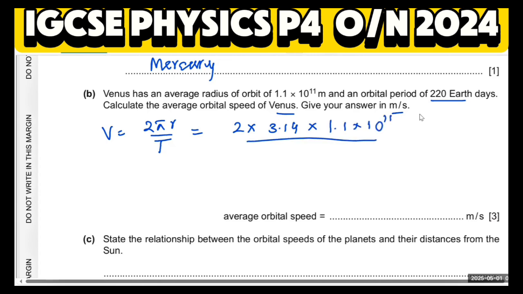divide by. Now what is the time? Time is the total Earth days, 220. Days will be, there are 24 hours times 60 minutes times 60 seconds. Why? Because we need to give the answer in meters per second. After calculating this, we'll get the orbital speed, that will be 3.6 times 10 power 4 meters per second.